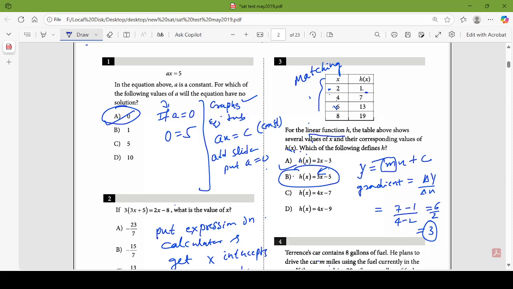Third method is you can put the values in the table and select linear regression. The moment you select linear regression, you'll get your answer. So this is the third approach of solving this question.